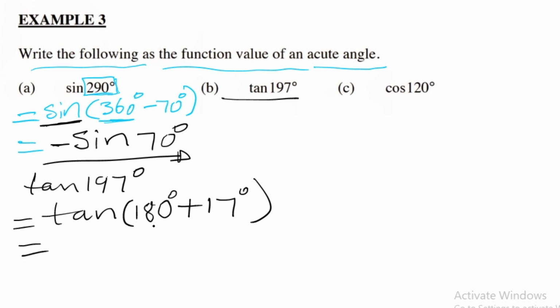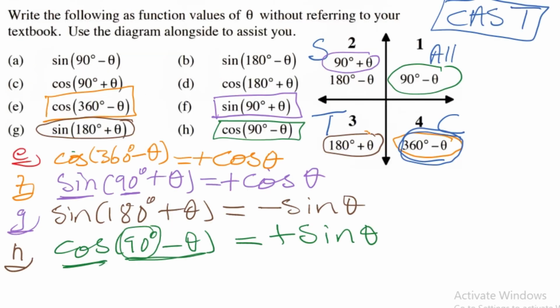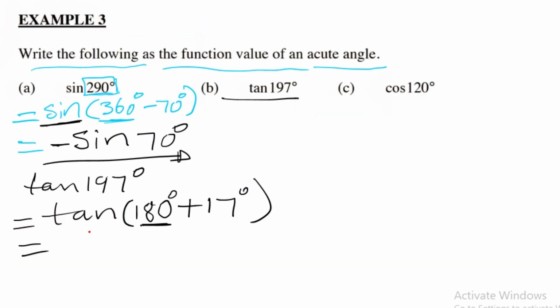So now I need to check where I have got 180 degrees plus an angle, okay? I know tan is what? It's positive. So I will have tan 17 degrees being my answer. All right. Now let us do the last one.